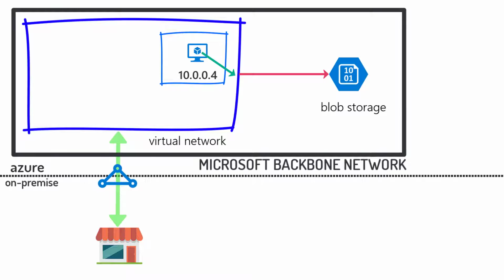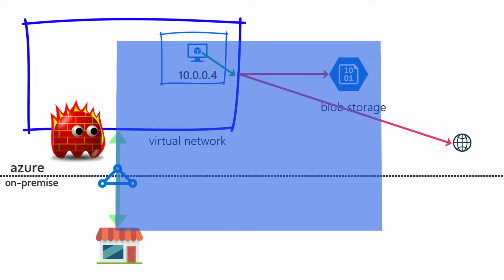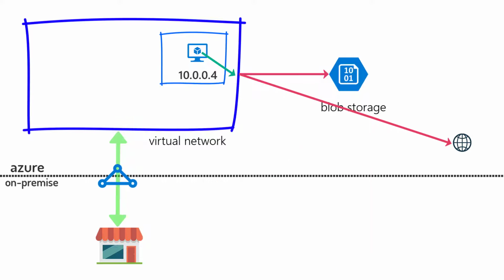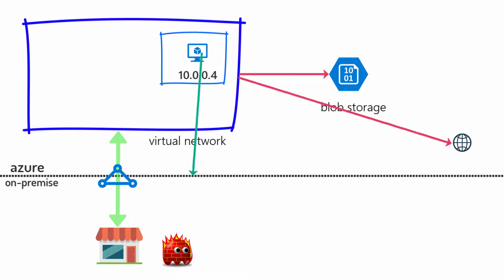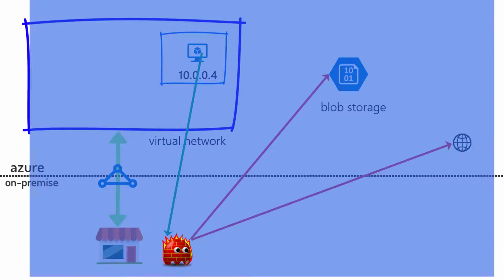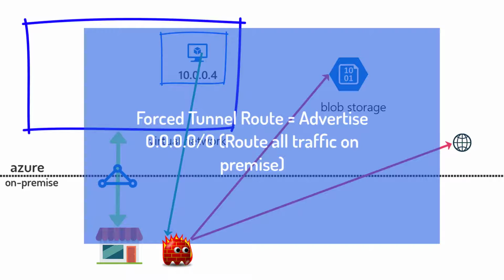All this is great and everyone's happy until the virtual machine starts making outbound connections to the public internet outside of the Microsoft backbone network. The information security team is not pleased with the fact that the virtual machine is making outbound calls to the public internet. Secret Recipes has an on-premise firewall where all internet-bound traffic is inspected and then sent out to the internet. So they dictate that all traffic from the virtual machine now be routed on-premise using what we call the forced tunnel route and then go out to the internet after inspection.